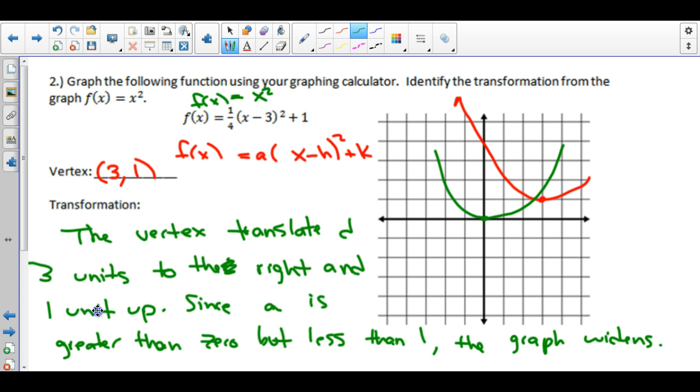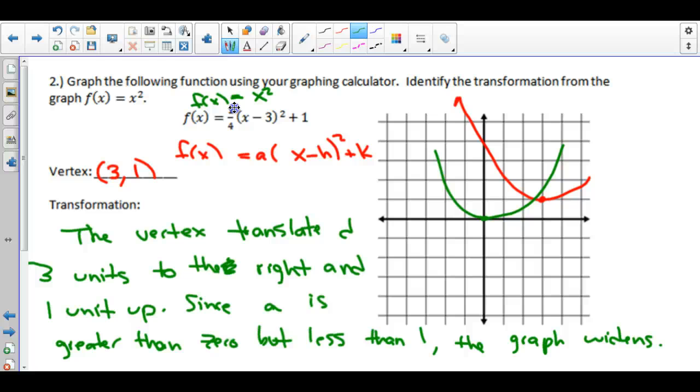So you could also say that the 1/4 value, the a value, dilates your graph. We use the word dilate instead of translate. A translation is a shift left, right, up, or down. Dilate means to stretch it or shrink it. So in this case, the 1/4 is going to stretch our graph out.